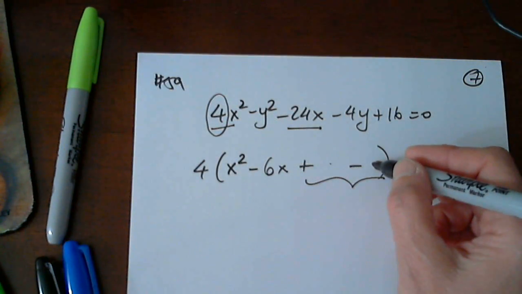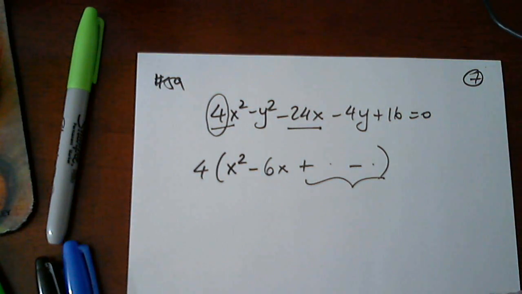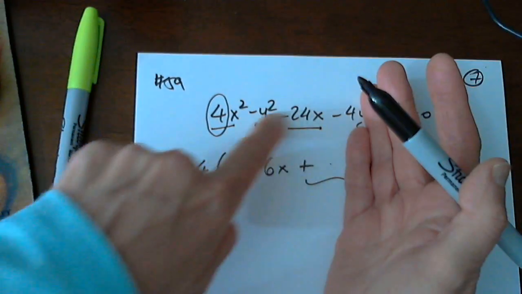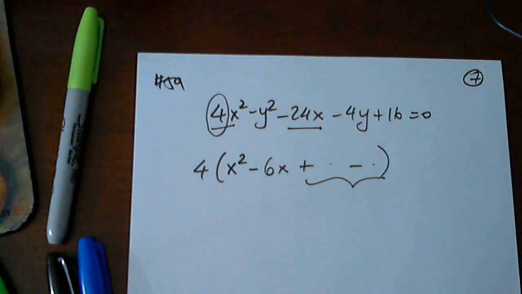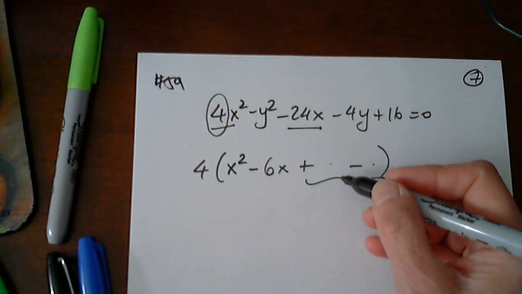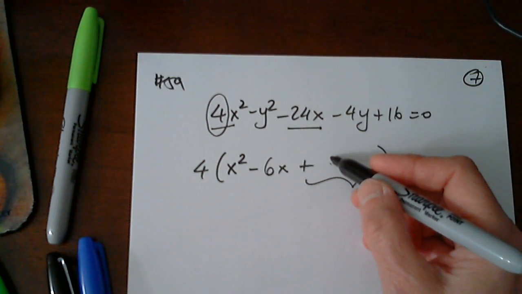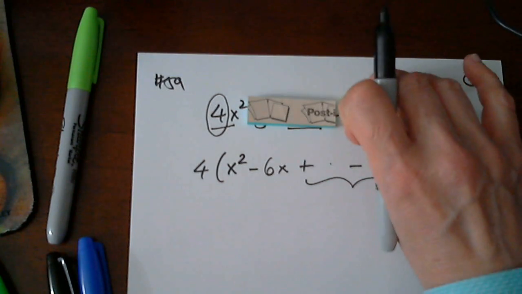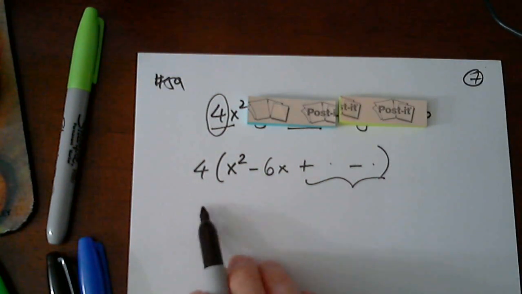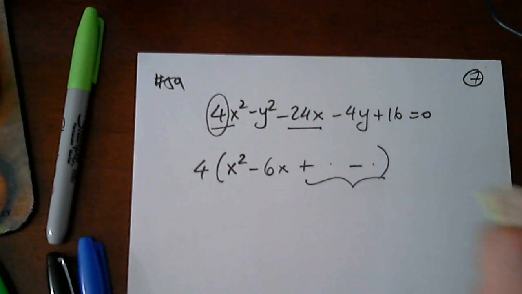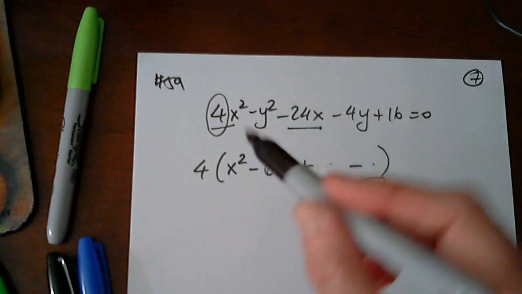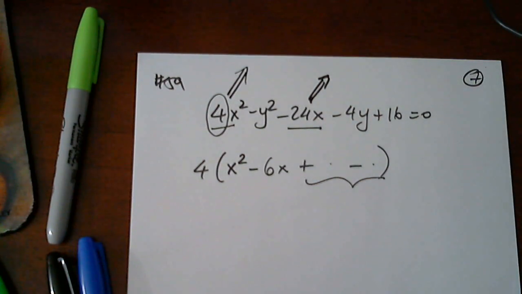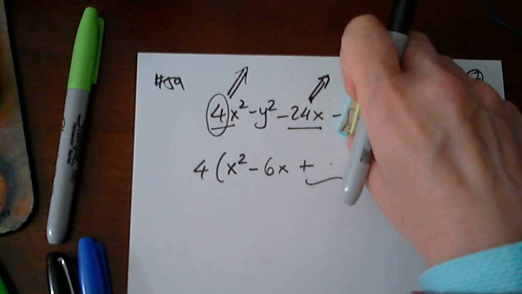Can anyone tell us what we have to add and subtract? In other words, what should I add to these two terms to get a perfect square? So we're not talking about the y yet. We're talking about x only at this point. So 4x squared and 24x. I'm only talking about this and this. Do not look at y.